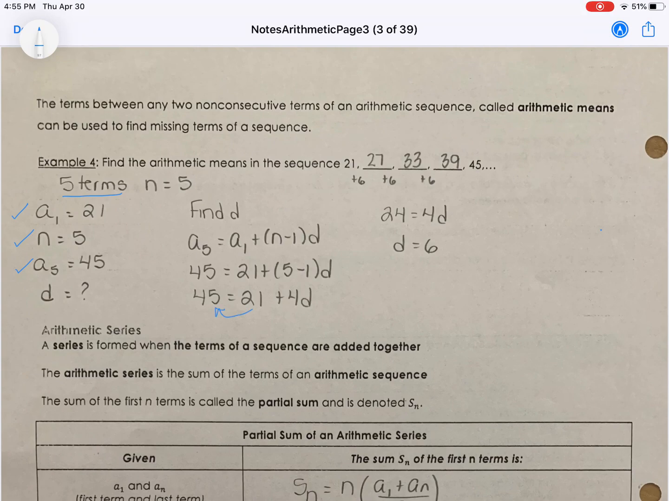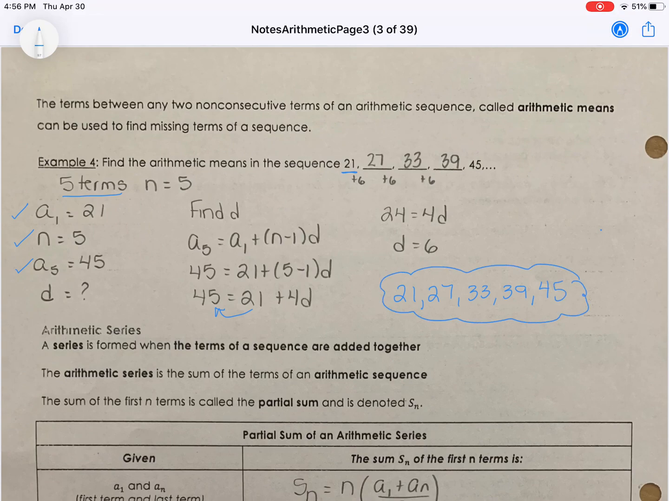So we're going to sub in what we have. A5 equals A1 plus n minus 1 times D. Sub all of your numbers in, simplify them, and move things around. 21 is subtracted, you divide, and you end up with D being equal to 6. Now that value helps us because it's positive, which means to each number in the sequence, 21, we add 6, we get 27. 27 plus 6 is 33. 33 plus 6 is 39.